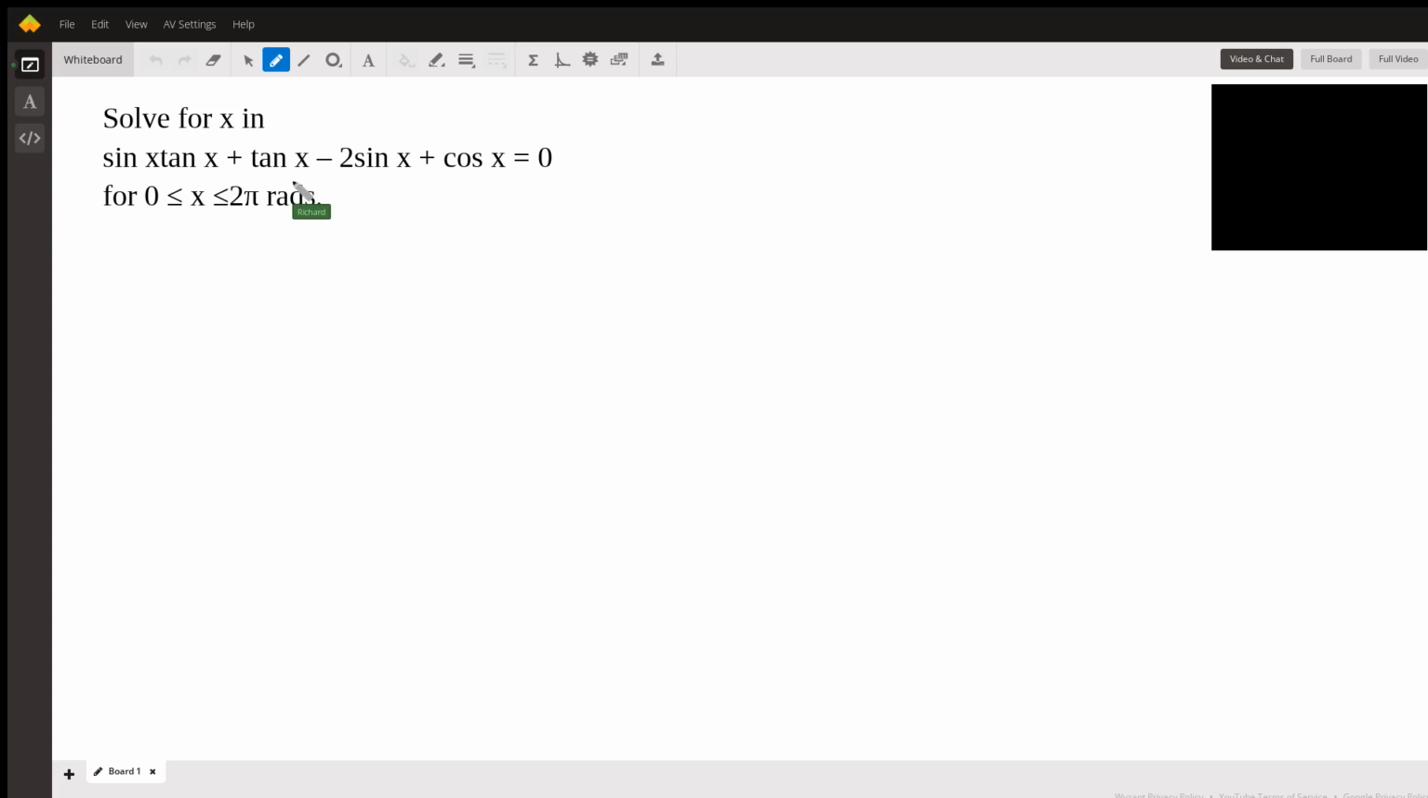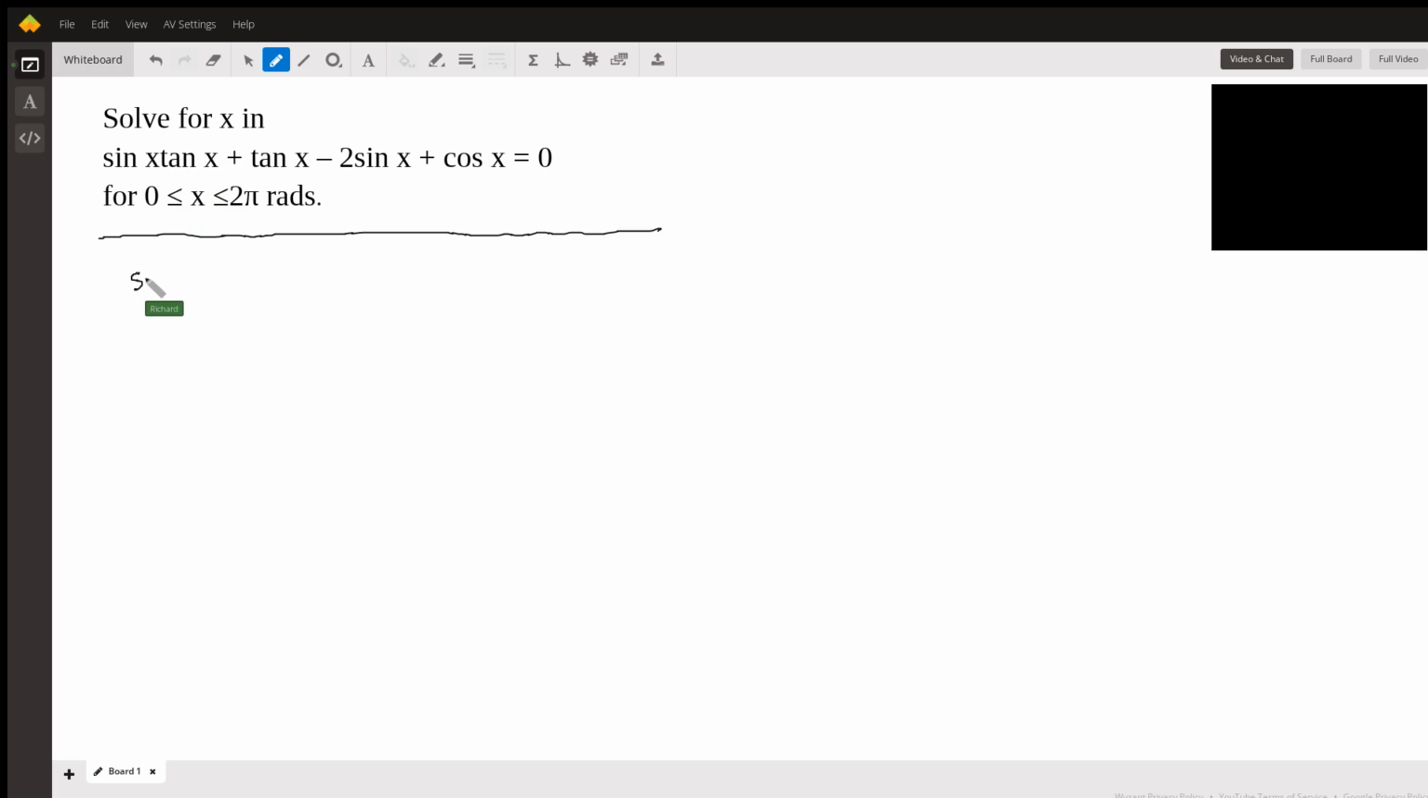It's a pretty strange question. I don't think I've seen anything similar to this one. We first have to get this particular equation in some more friendly shape. So when all else fails, you turn everything into sines and cosines. So for this tangent here, I'm going to replace that with sine over cosine.